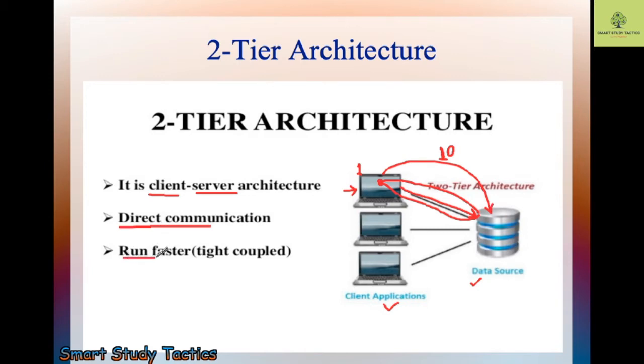Now, it is faster because they are tightly coupled. When you access files from the internet, it takes a little time, but here the client layer and the data source are tightly coupled, so they can access data directly and easily. You have seen these things in banks also. When you deposit or withdraw money, they enter your details in a computer system, and that system is directly attached to the data source.